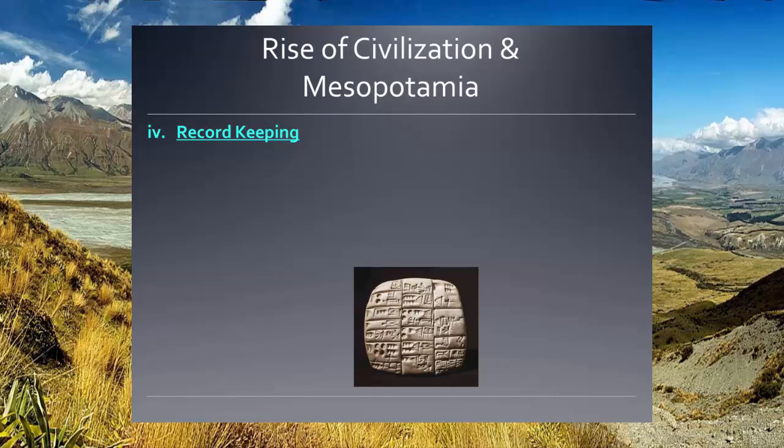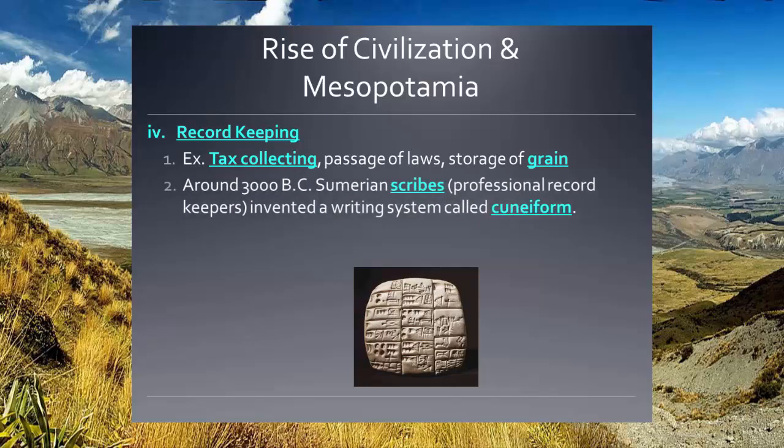Record keeping is also an intricate part of a civilization. Included with record keeping, you have taxes being collected, laws being passed, and the storage of grain or other similar items. Around 3000 BCE, which stands for before current era, scribes, or professional record keepers, invented a writing system called cuneiform.